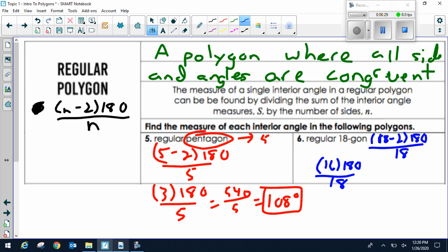16 times 180 gives me 2,880. Divide that by 18. You get 160. So each one of the angles inside that figure is 160 degrees.